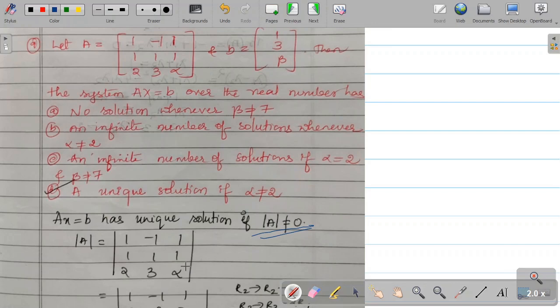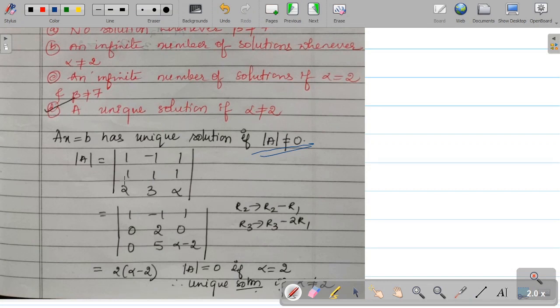So take the matrix A, find its determinant. Instead of evaluating the determinant directly, we can simplify it further using row operations. Then 1, minus 1, 0, 1 minus of minus 1 is 2, and 1 minus 1 is 0. Then R3 minus 2 R1: 3 plus 1, 3 plus 2, 5, alpha minus 2. When you evaluate using first row, first column, it gives you 2 into alpha minus 2. So now this determinant becomes 0 only if alpha equal to 2.